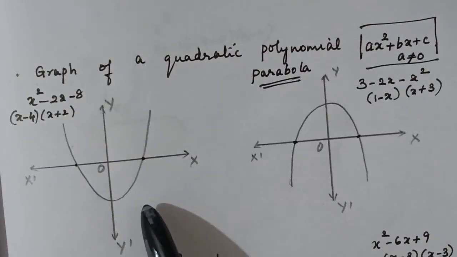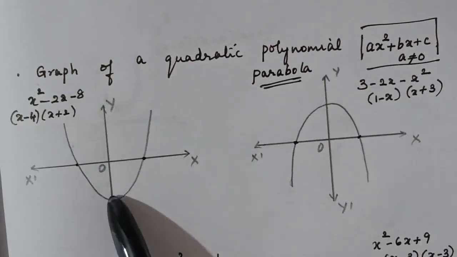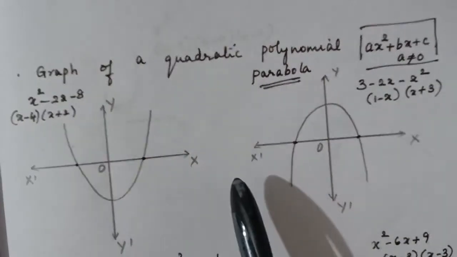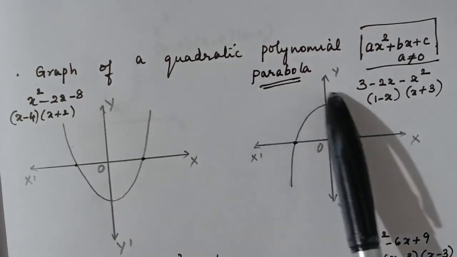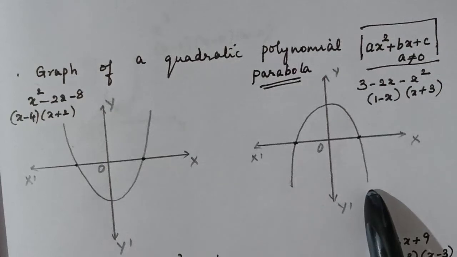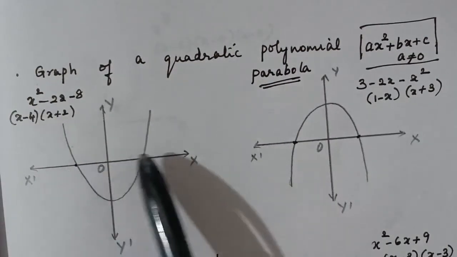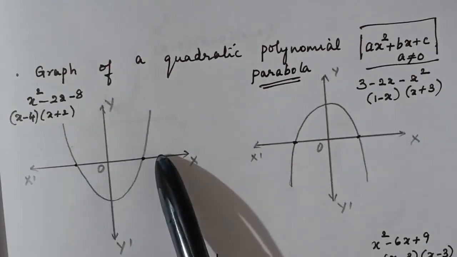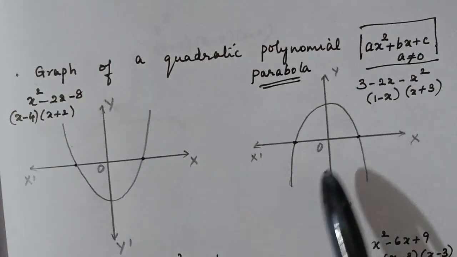So one more time I will repeat. If the parabola opens upwards, that shows the coefficient of x squared is positive. If the parabola opens downwards, that shows the coefficient of x squared is negative. And if it touches the x-axis at two distinct points, that shows it has got two zeros.